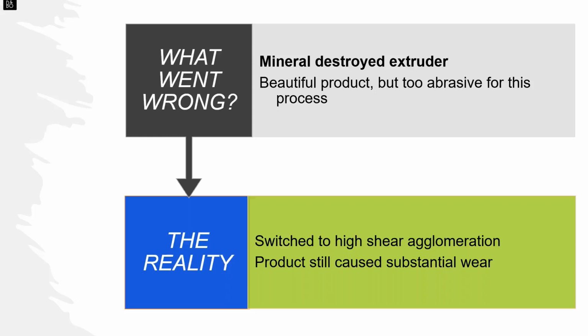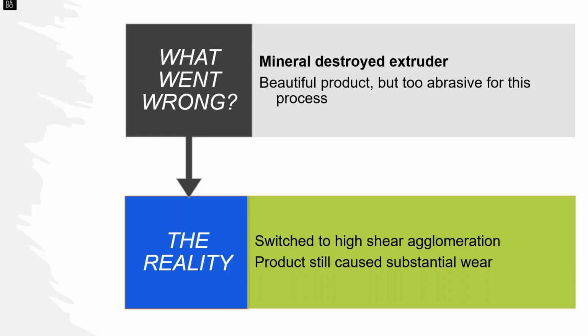So even though we had great product, we were rebuilding extruders on a regular basis, and it wasn't really a viable process, which is why we shifted to the high shear agglomeration. That also worked, but it still had an awful lot of wear. Even though the process really worked very nicely, I'm not sure that we ever did find exactly the right process.